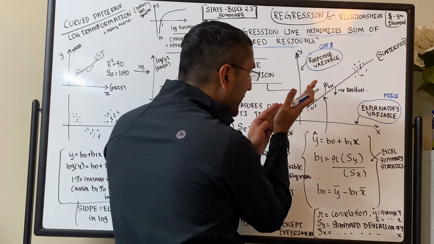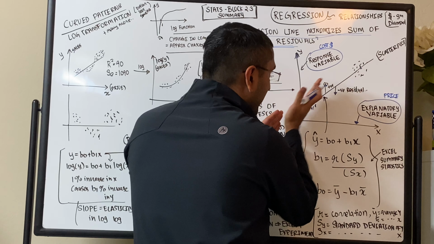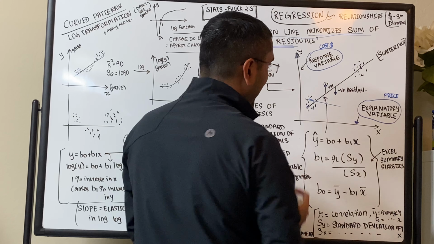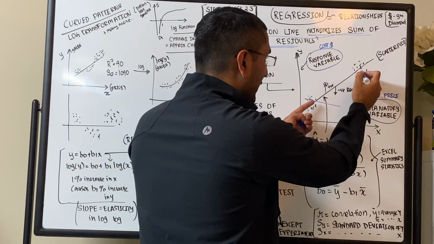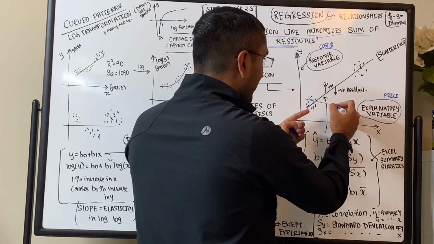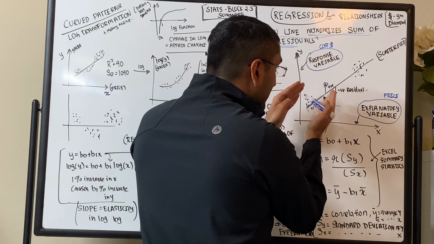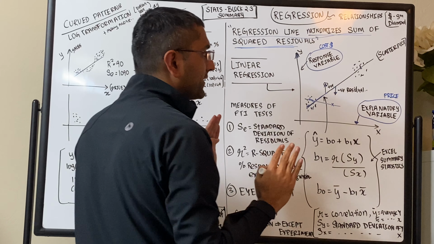Meaning you're trying to predict, you're trying to draw a trend. And to draw a trend, you first try to draw a line like this. And then you find out that, hey, it has a lot of distance from all of these points. So then you get rid of this line and you say, hey, this is going to be the line that minimizes the distance from all of the points, right?